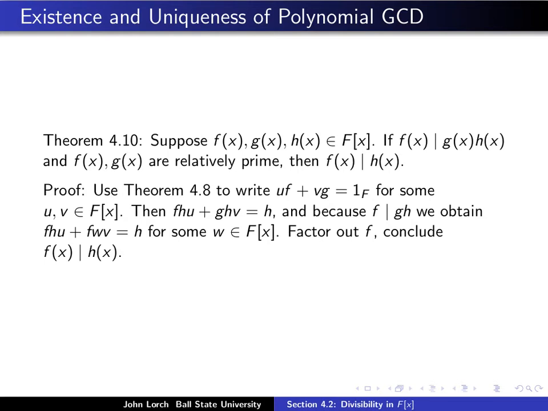But now we know that f divides evenly into g times h. So if we substitute g times h with f times w for some w in our polynomial ring, we wind up with f times h times u plus f times w times v equals h. And then all that's left for us to do is to factor the f out of the left side of that equation, and we get f times something is equal to h, and that tells us that f divides evenly into h within our polynomial ring.